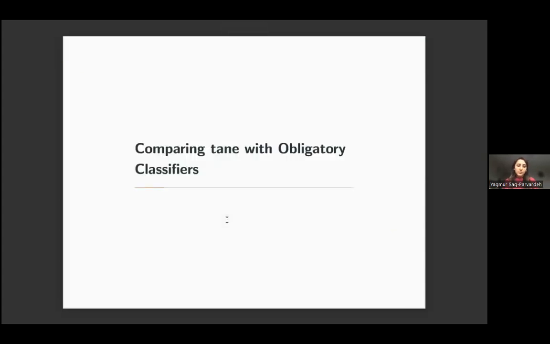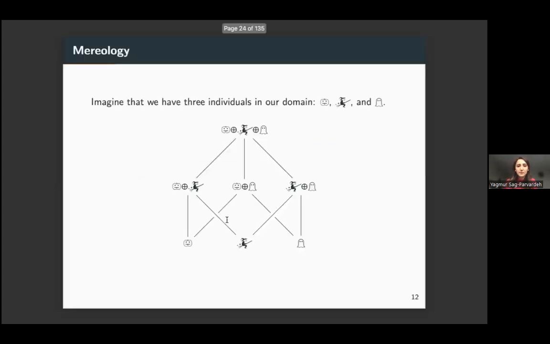So the first logical step while solving this puzzle would be to compare it with obligatory classifiers. So let's do that a little bit. Imagine that we have 3 individuals in our domain. Let's say 3 entities, like a pumpkin, a witch, and a ghost. Since it has been Halloween recently, I've been using this theme here.